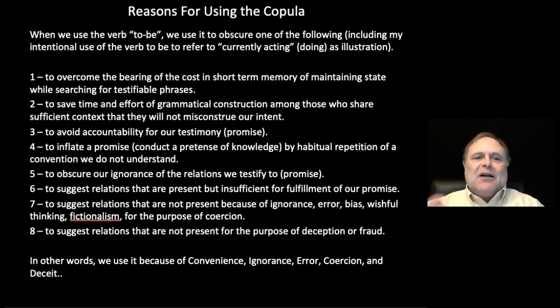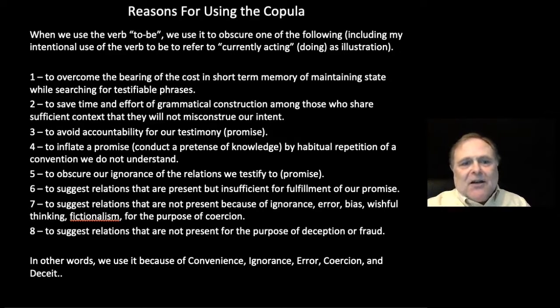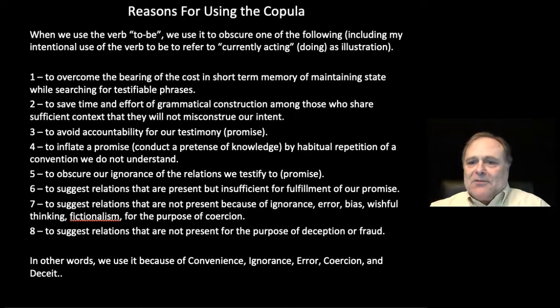That's okay. It's forgivable. We want to suggest relations that aren't present or are insufficient for fulfillment of that promise. We want to suggest relations that aren't present because of our own ignorance, error, bias, wishful thinking, or deceit. Or we suggest them for the purpose of deception, fraud, or baiting into hazard or war. So we use it because of convenience, ignorance, error, coercion, or deceit. It's one of the hard problems of language: it's so efficient that we develop it into normative speech, which is suggestive, which people then use to further ignorance, error, bias, and deceit.